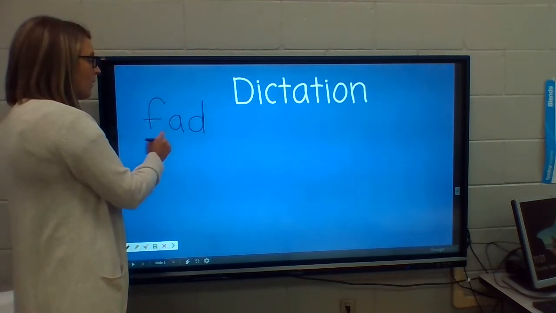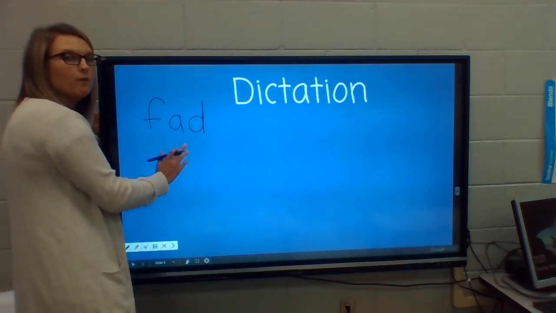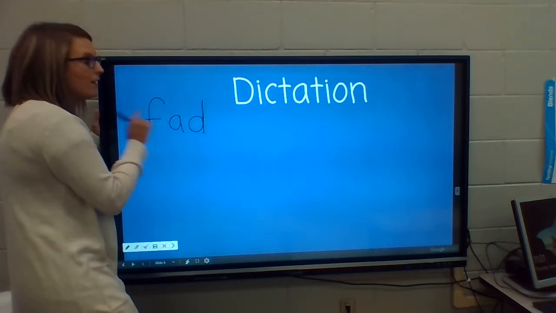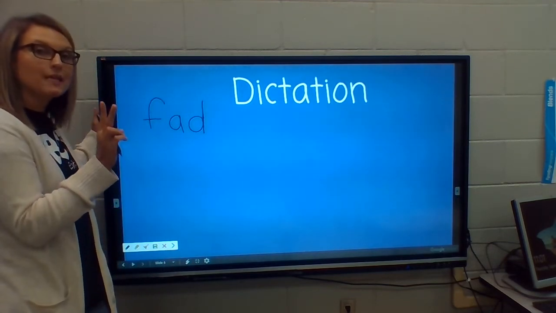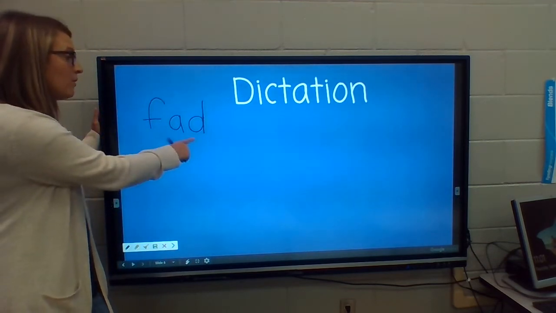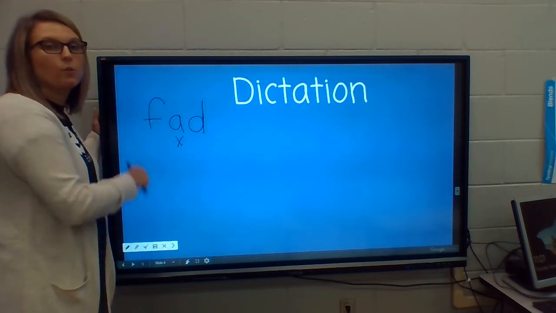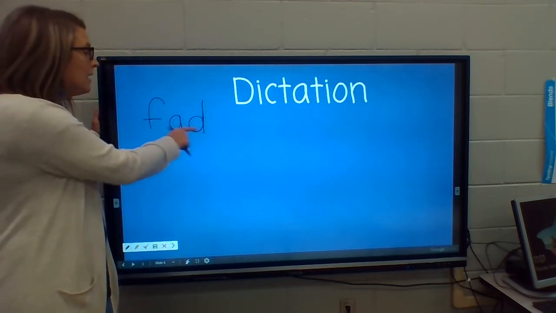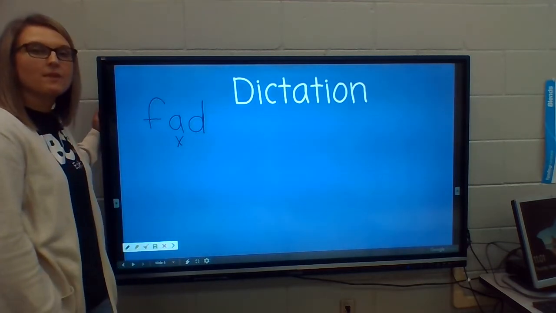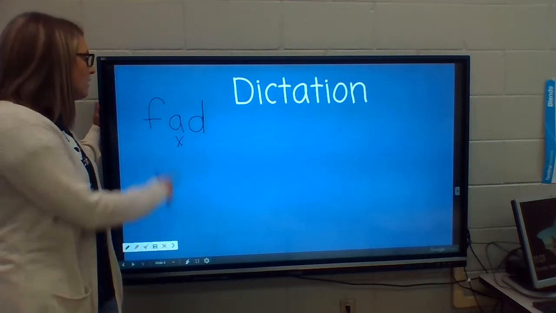Fad. So I'm going to mark my vowel. Remember the vowel is the one that makes two sounds. And the only vowel that we've learned so far is the letter A. So I'm going to mark it because this proves this is a word. Remember, it has a meaning. The word fad means something that is popular for a little while.